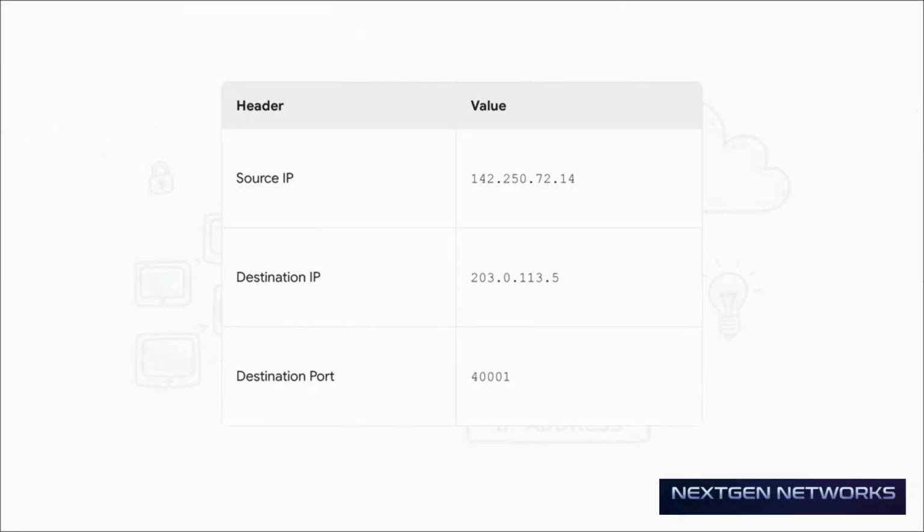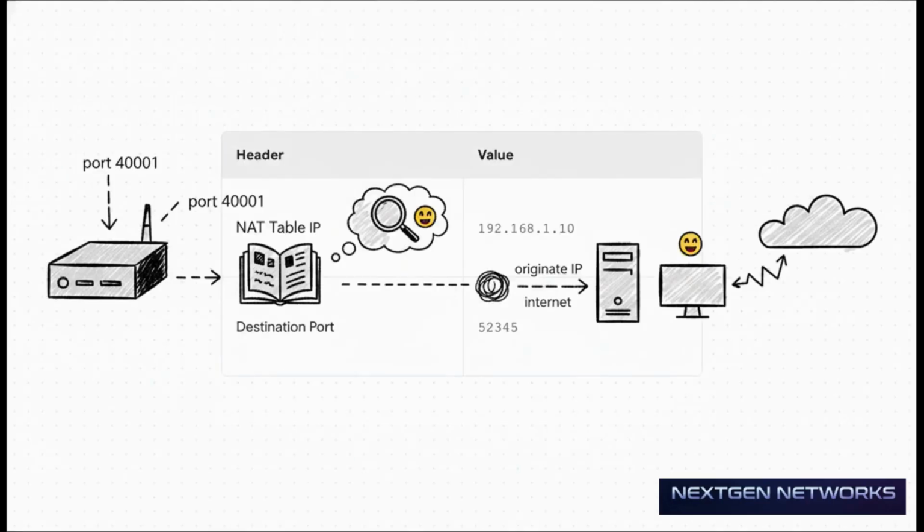So a moment later, Google's server sends a response. And where does it send it? It sends it back to the public IP and the port number it saw in the original request, which is, of course, your router. The packet arrives right at your router's digital front door. The router looks at that incoming port, 4001, checks its NAT table, and says, aha, I know exactly who this is for.